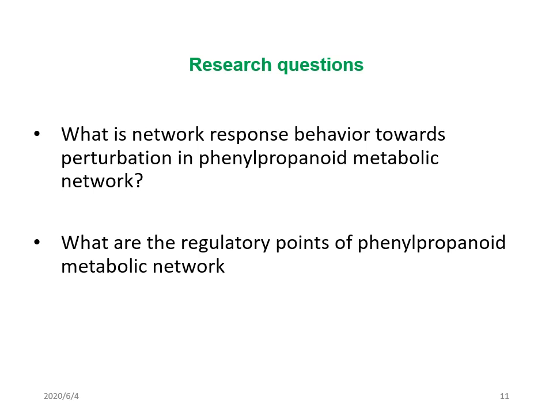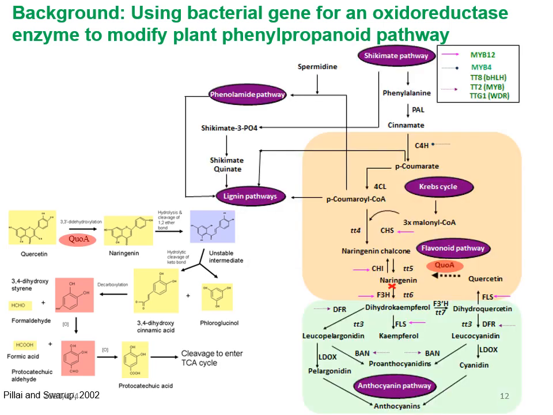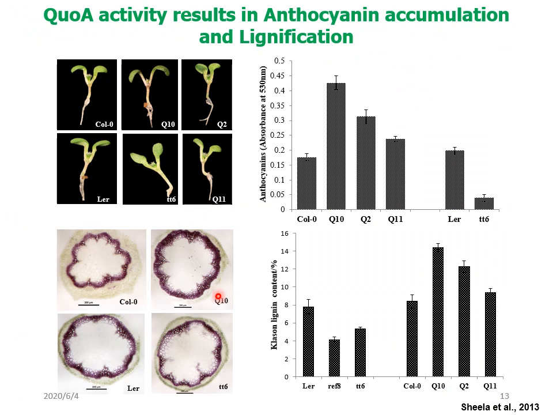Because remember, plants do not like to have any changes. Any system wants to go back to its original state. So what are the regulatory points? And if we know the regulatory points, we can adjust the system the way we want to adjust. Okay, so first thing, I have already given you this background. So the first thing is that we checked the phenotype. What changes can we see in plants?